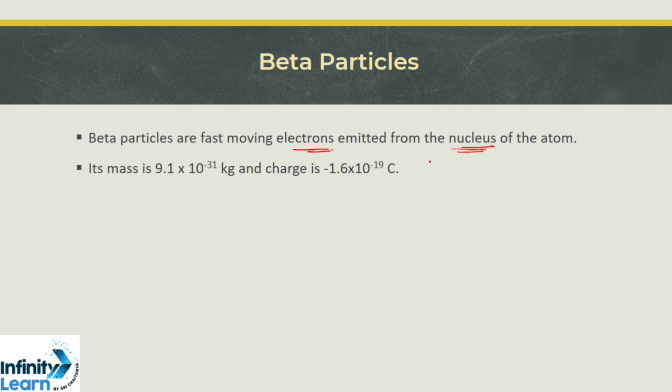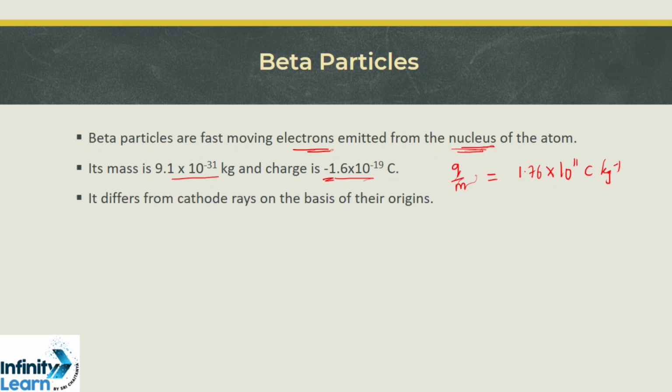Its mass is 9.1 into 10 raised to minus 31 kg. Since they are nothing but electrons, the charge is 1.6 into 10 raised to minus 19 coulomb, and the charge is negative over here. Again, we can calculate specific charge over here, which is nothing but the value of Q by M, and Q by M comes out to be 1.76 into 10 raised to 11 coulomb per kg.